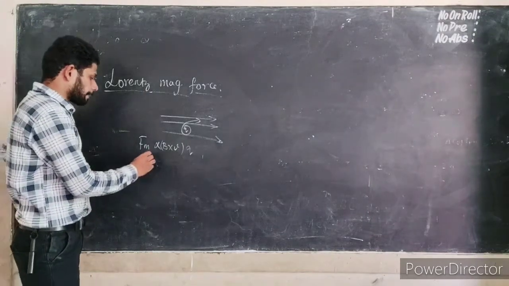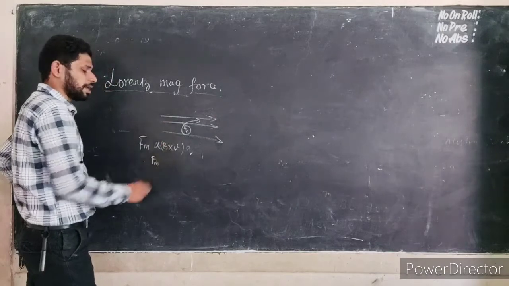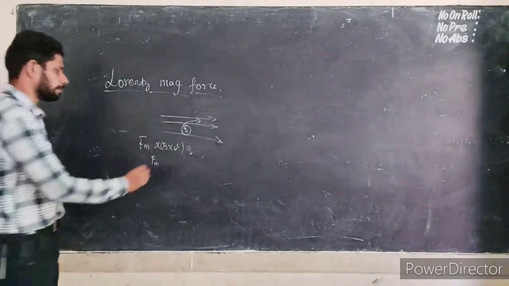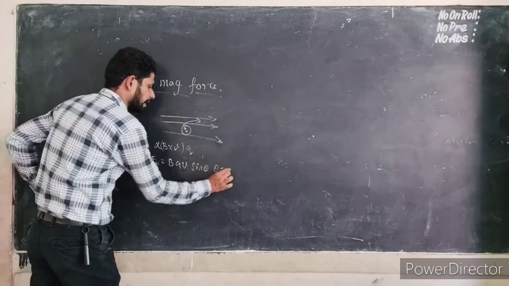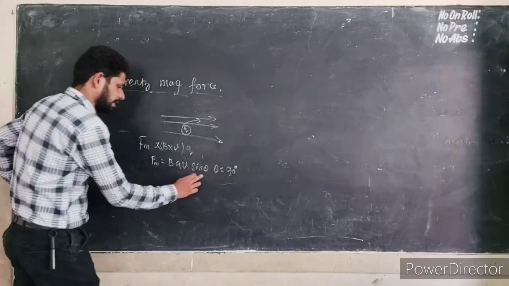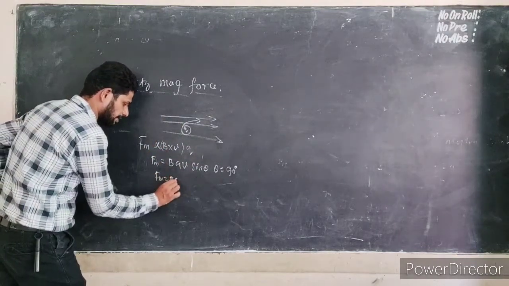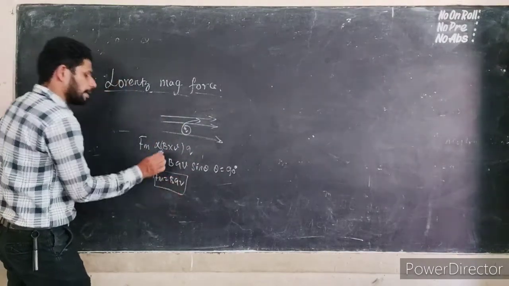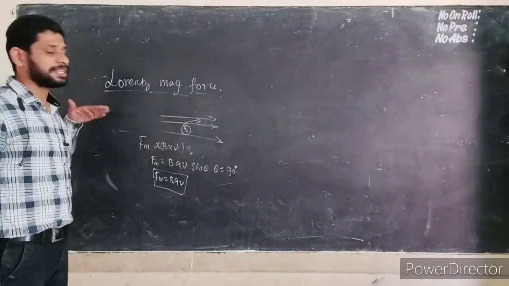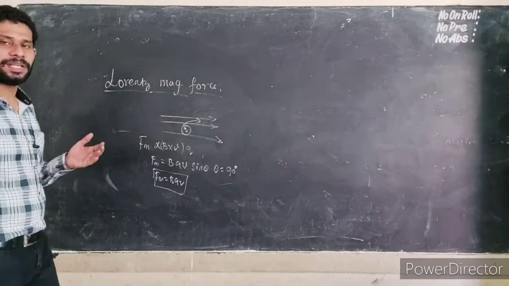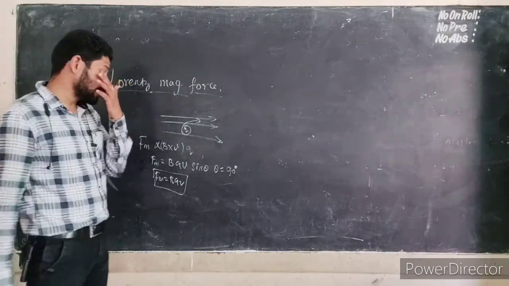The magnetic force is perpendicular to that field. It is F = qvB sin theta. When theta equals 90 degrees, sin 90 is equal to 1, so the magnetic force will be maximum when the charge moves perpendicular to the field. When the charge moves parallel to the field, there is no magnetic force acting on it. It will become 0.